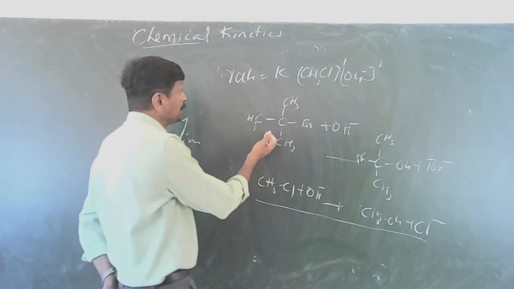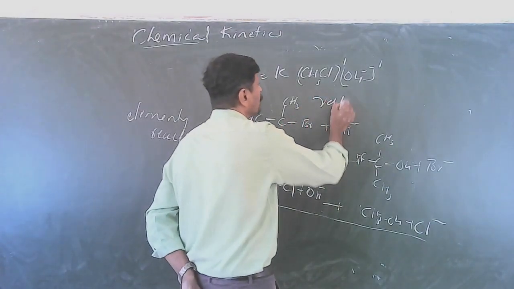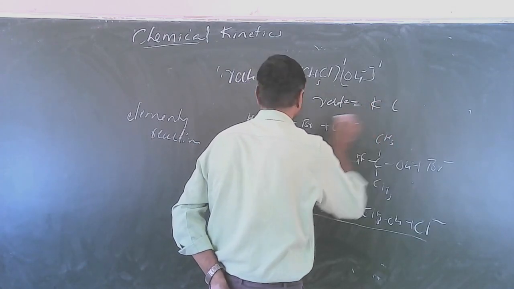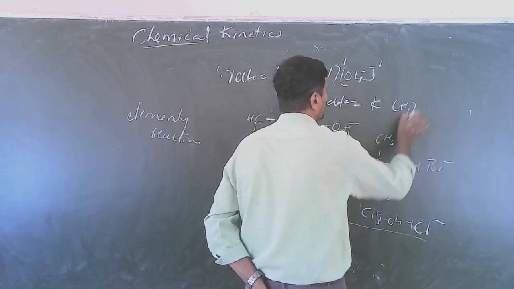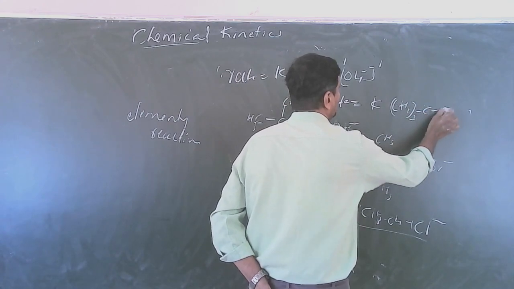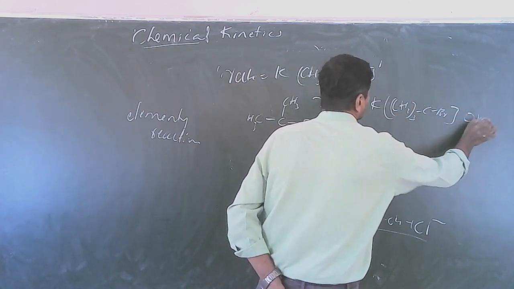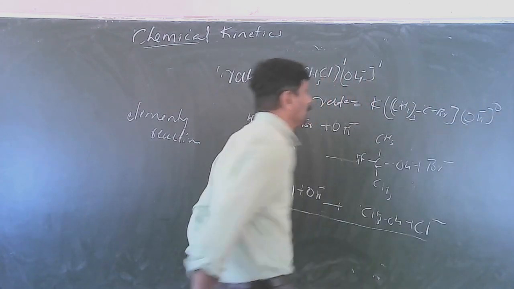For the first-order case, the rate is equal to K into the molar concentration of what? The tertiary butyl bromide. It does not depend upon the OH minus ion. The OH minus ion concentration is raised to 0.